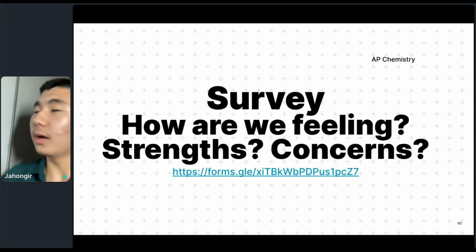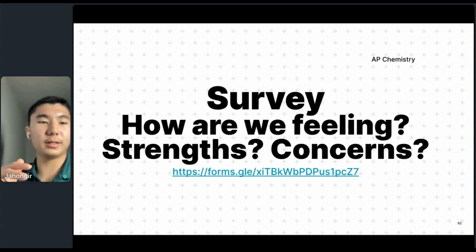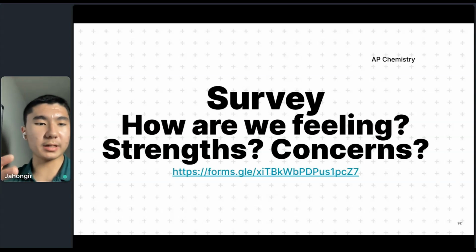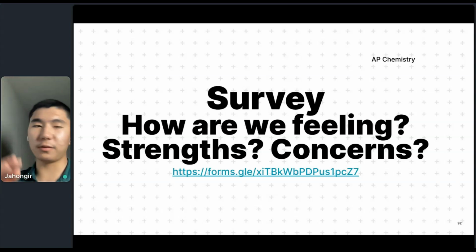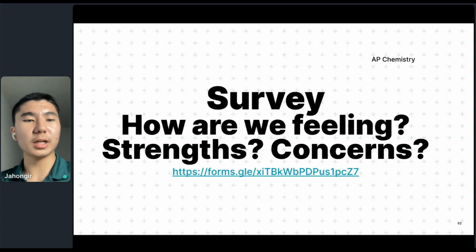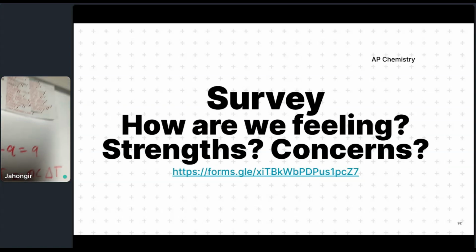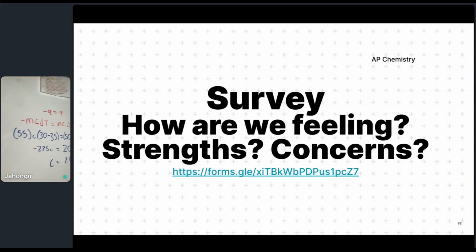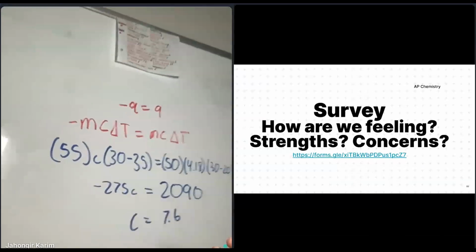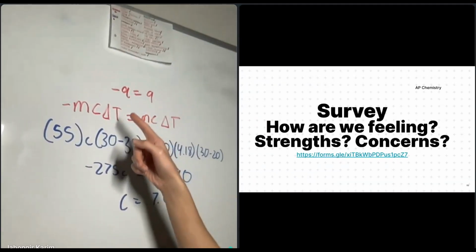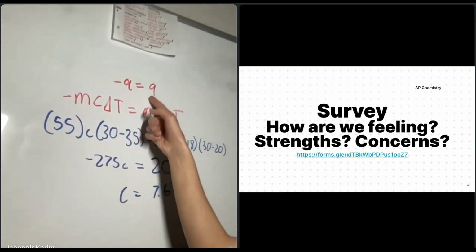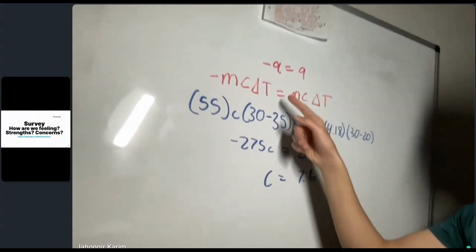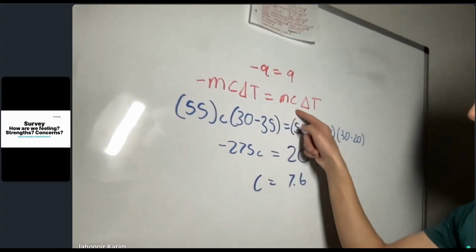All right, so in question 2, we were given the mass of the metal, like 55 grams, and we were given the temperatures. So when we're solving that question, we want to make Q equal Q. I don't know if that's shown correctly, maybe it's mirrored. On my side it looks a little different, but over here we have negative Q equals Q, and that's how we're going to set up the whole thing. So we have negative m c delta T equals m c delta T.